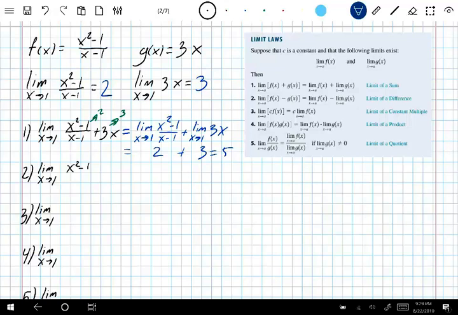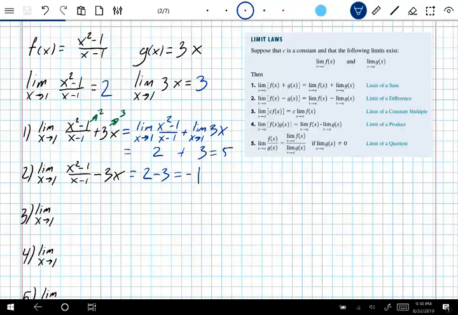X squared minus 1 over x minus 1 minus 3x. So if there is a minus sign, well, the same good stuff happens. We can do them separately. So this just becomes 2, because we already know what that limit is on its own, minus 3, we know what that limit is on its own, equals -1. Okay? So because of these limit laws, and because I know these parts individually, this goes very, very fast. It also lets me just split up and worry about the harder one and leave kind of the easy one separately if I didn't know them ahead of time.